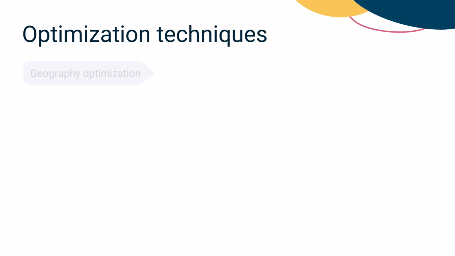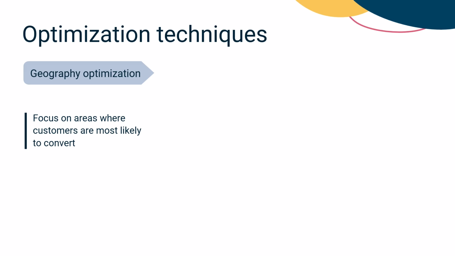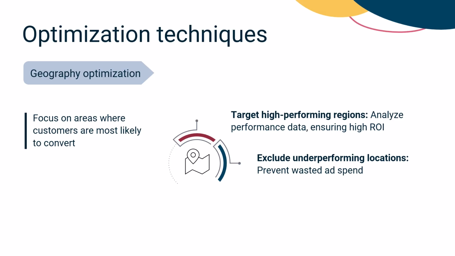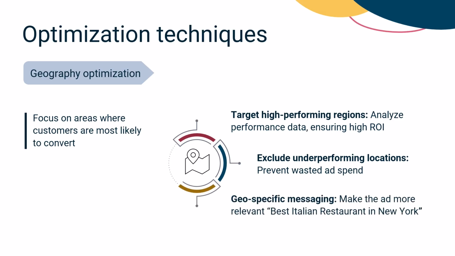Location-based targeting helps businesses optimize ad performance by focusing on areas where potential customers are most likely to convert. It includes targeting high-performing regions by analyzing performance data, ensuring high ROI, excluding underperforming locations to prevent wasted ad spend. Geo-specific messaging should be used to make the ad more relevant, such as best Italian restaurant in New York rather than just best Italian restaurant.